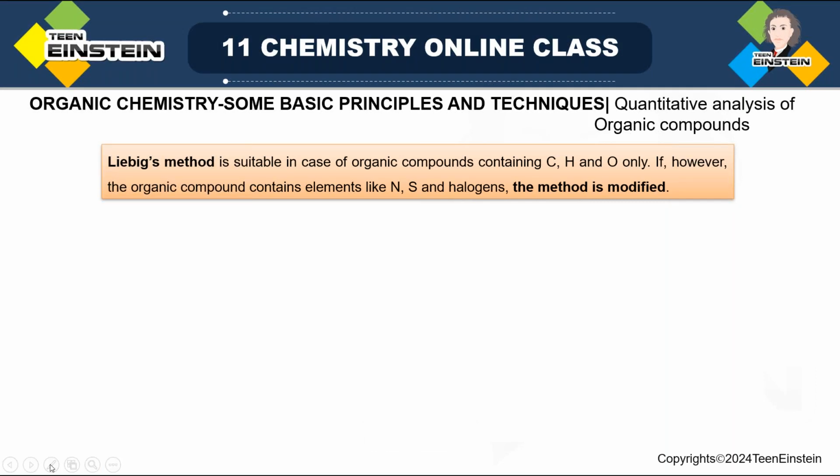Hello everyone. So today also we will continue quantitative analysis of organic compounds. Last day we have seen how to quantitatively analyze carbon and hydrogen, which is basically Liebig's method. In this Liebig's method, now we will finish it by discussing a modified method. And once we finish this, next we will see quantitative analysis for other elements such as nitrogen, halogen, etc.